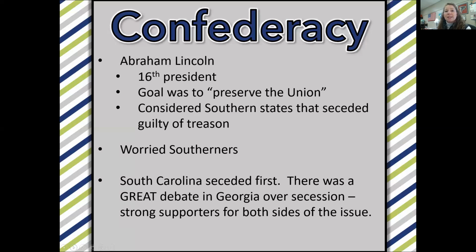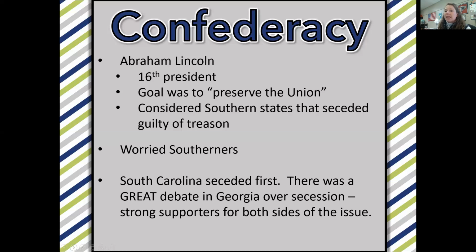Our legislative body, our General Assembly is what they call it here in Georgia. There were a lot of debates, arguments, and compromises made in the General Assembly. There were people that were strong supporters of both sides of the issue. Some of our legislators wanted to stay in the Union. A lot of them wanted to leave.